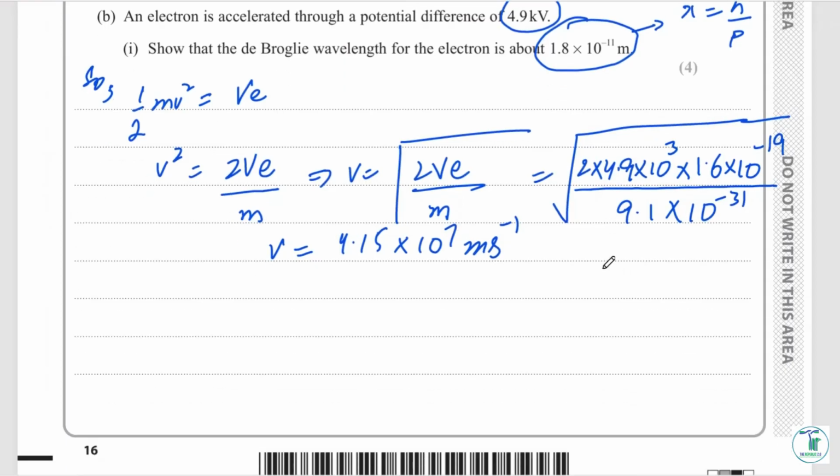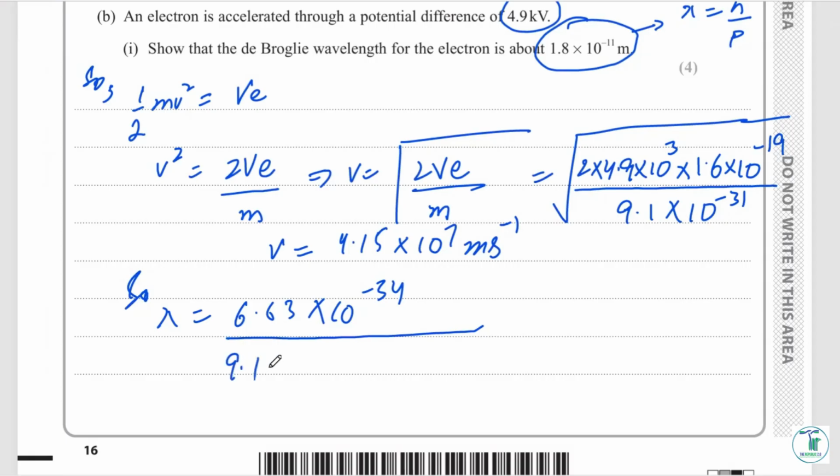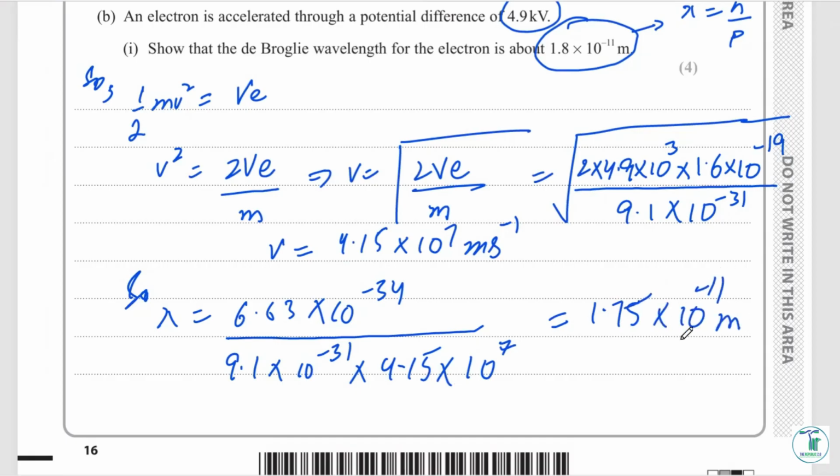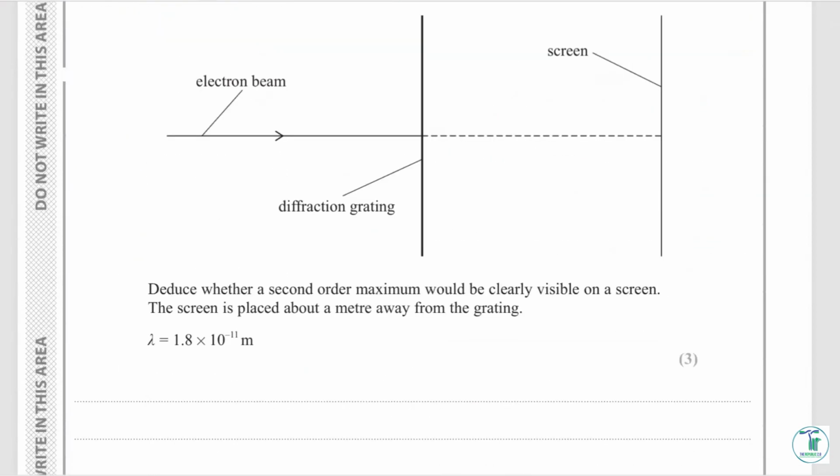Once I've got the velocity, I'm just going to calculate the wavelength. Planck's constant is 6.63 times 10 raised to the power of negative 34. Since momentum is a product of mass and velocity, the mass is 9.1 times 10 raised to the power of negative 31, and the velocity is 4.15 times 10 raised to the power of 7. When you work this out, the wavelength is 1.75 times 10 raised to the power of negative 11 meter, which is almost equal to the given estimate. So that is how we calculate the wavelength.